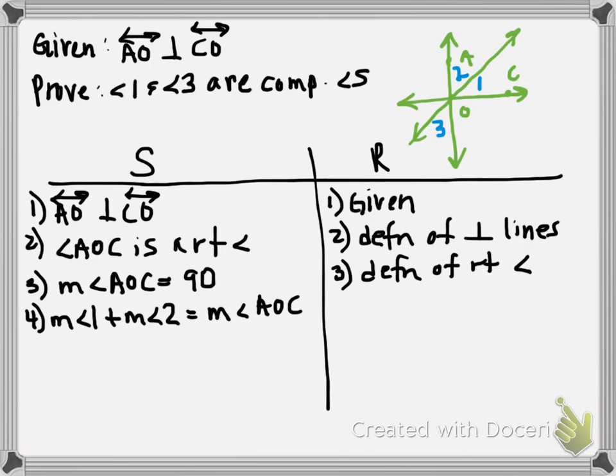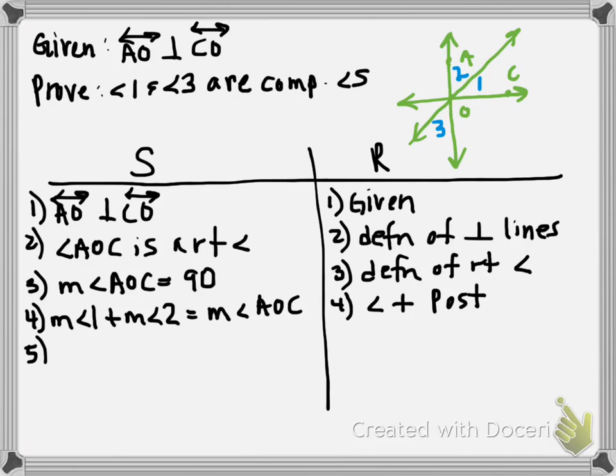Okay, so measure of angle 1 plus measure of angle 2 equals the measure of angle AOC. That's angle addition postulate. Okay, great. But somehow I need to get rid of angle 2 and bring in angle 3. So I'm looking at my diagram, and there's my old friend.